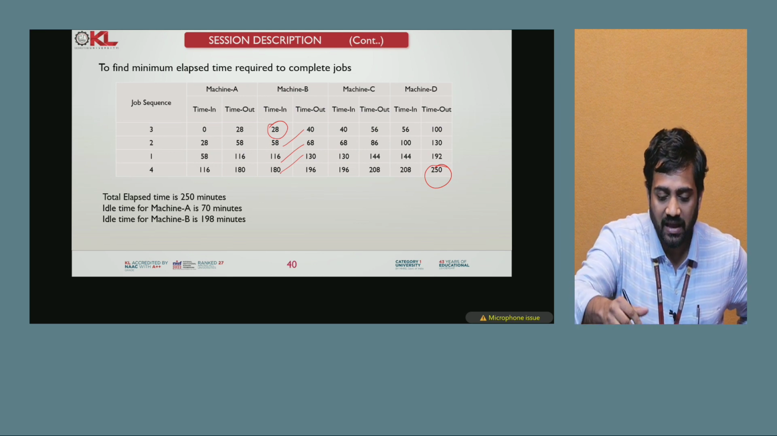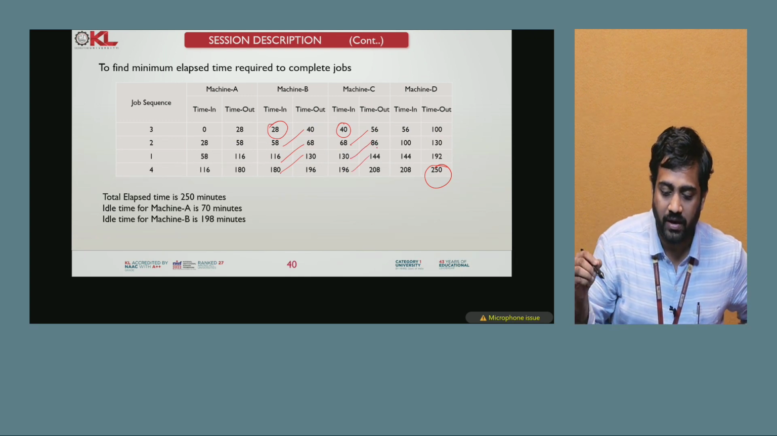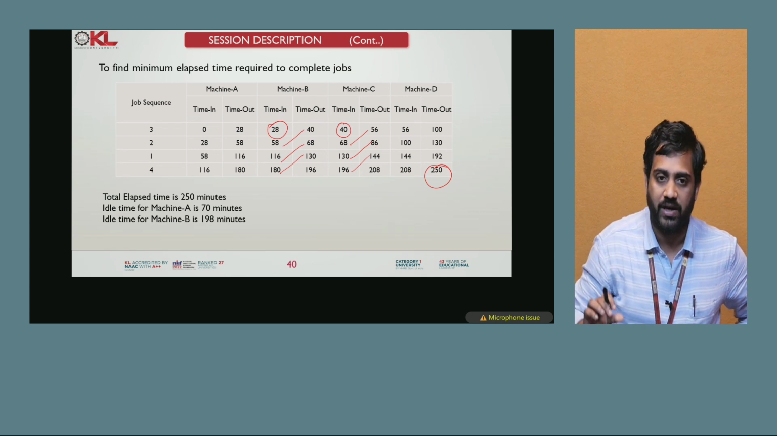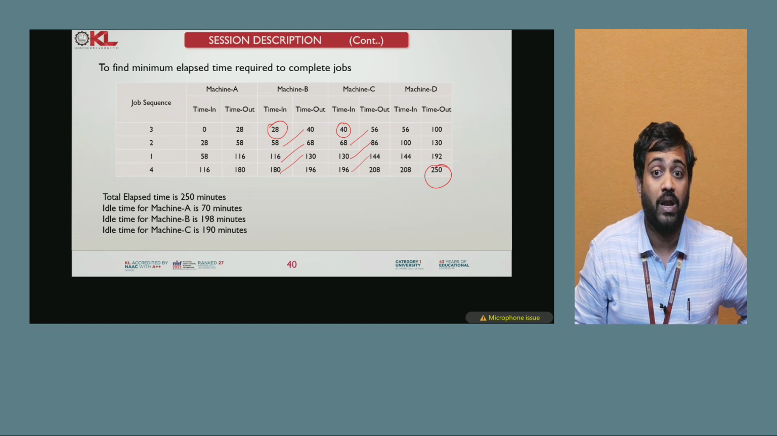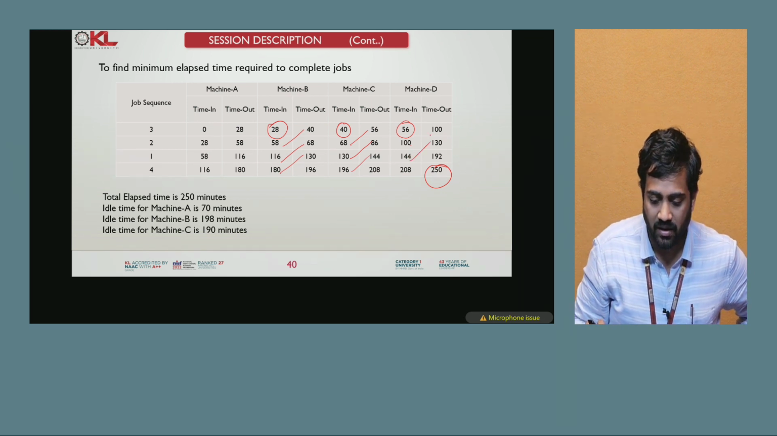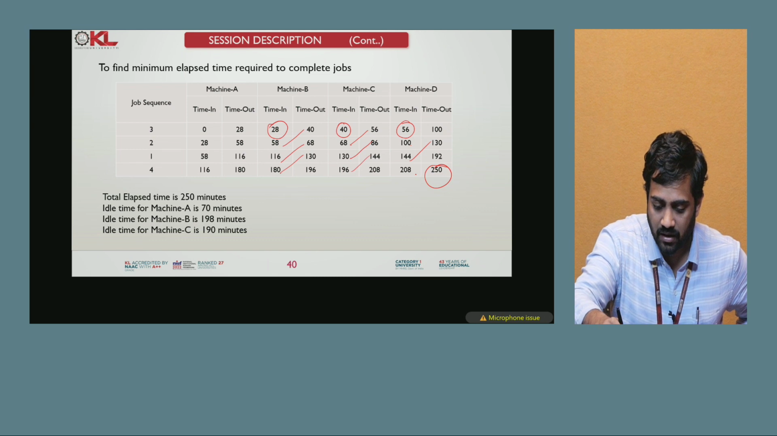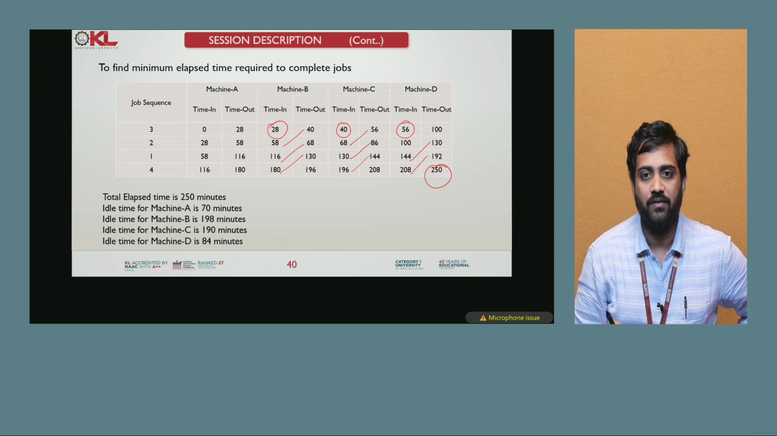And machine C, initially it is waiting for 40 minutes, and here another 68 minus 56, 138 minus 86, 196 minus 143 plus 250 minus 208. The total idle time for machine C will be 190 minutes. And machine D, it is initially 56 plus 144 minus 30, 56 plus 14 plus 16, 84.